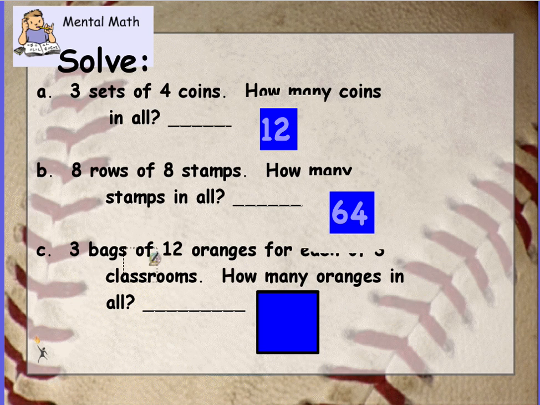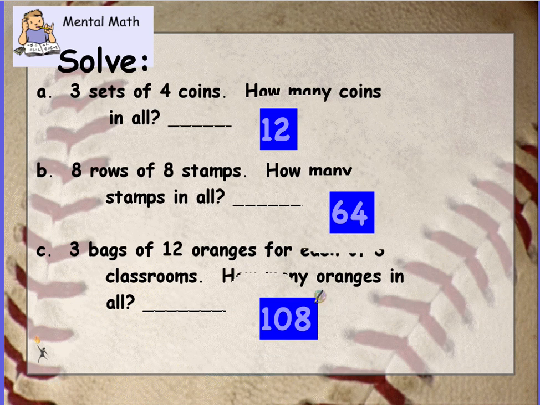Well, 3 times 12: 12, 24, 36. Now 36 times 3, some of you are scrambling to do your lattice. Let's think about it in a different way. Let's change 36 into 30. So count by 30s 3 times: 30, 60, 90. Now let's take our 6 from our 36 and multiply it by our 3 because we have 3 classrooms. 6 times 3 is 18. Add that to our total of what we already had, 90, to get 108.